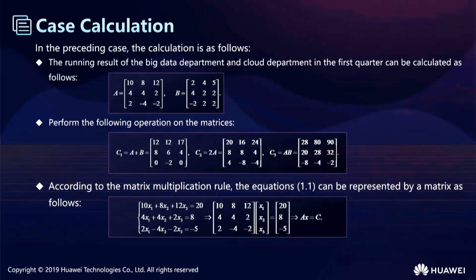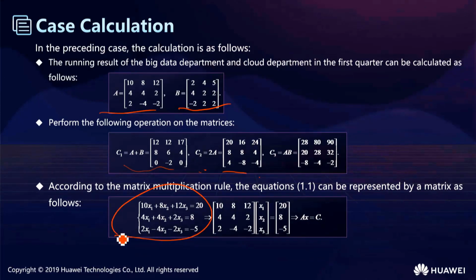Here is the result of the case, and we can use linear algebra to solve it. If we know A, we can build this matrix and build the B matrix, and then we can do some operations like that. This just shows the linear algebra operations.